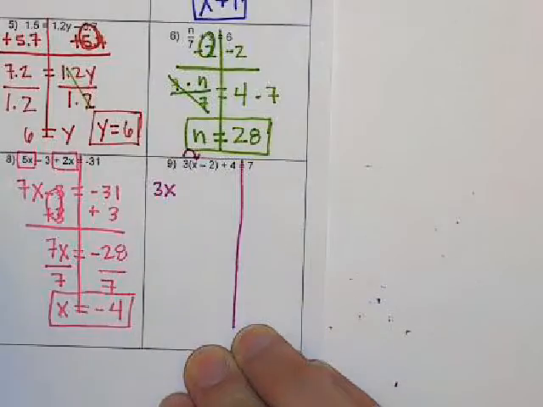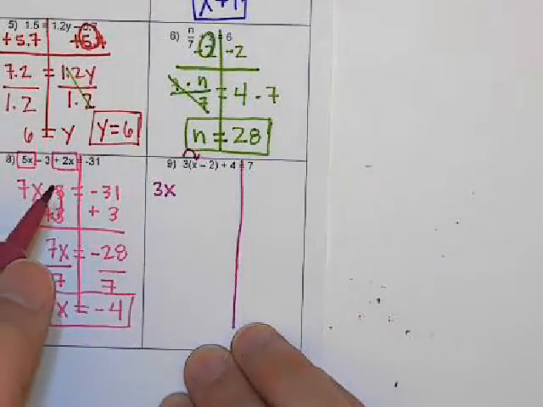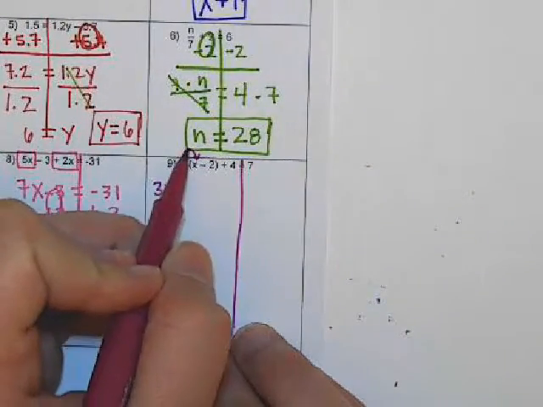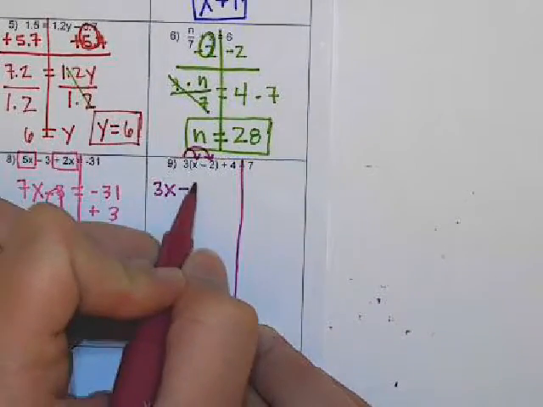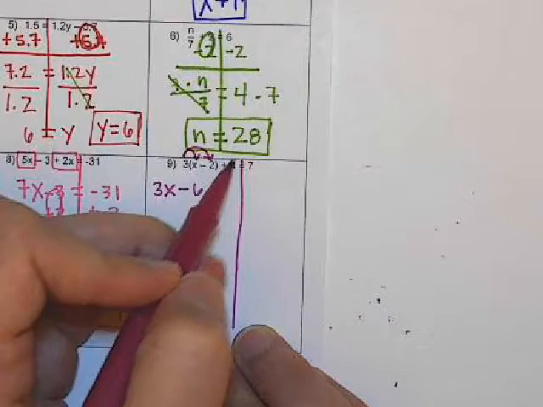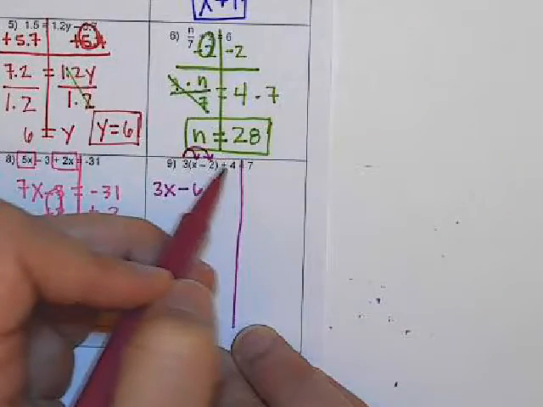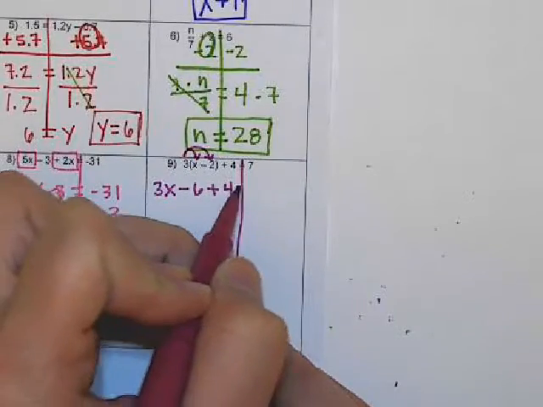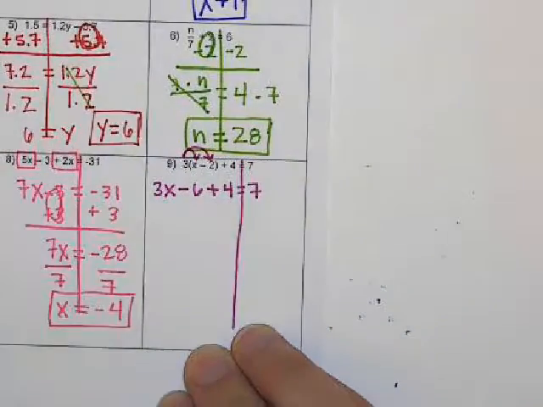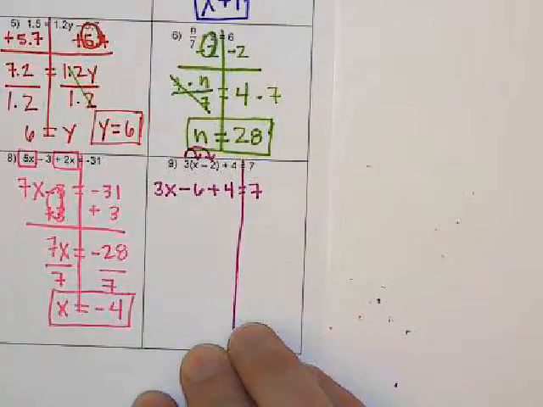Make sure you're writing nice and neat. Then I take the 3 and I multiply it to the negative 2. What's 3 times negative 2? Negative 6. What do I do with this plus 4? You combine it with negative 6. I'm going to bring it down first. Bring everything else down, because I used the parentheses, now I bring everything else down.